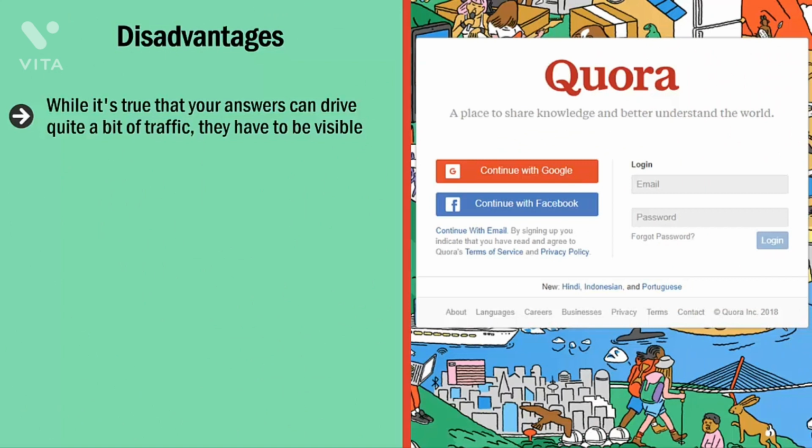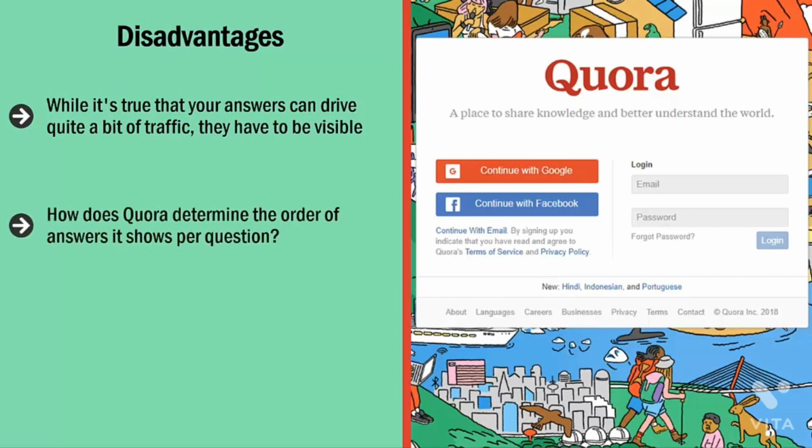In other words, they have to be near the top of the set of answers Quora displays when people look up the questions you answered. How does Quora determine the order of answers it shows per question? Quora usually considers the number of upvotes your answer got in determining whether it's going to display your answer higher up on the page.